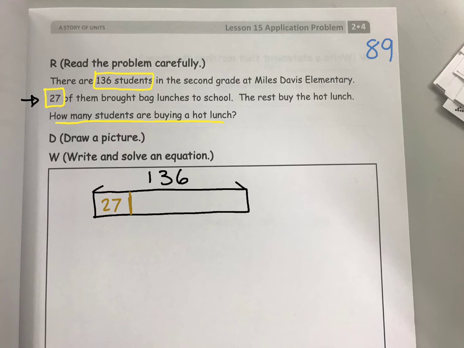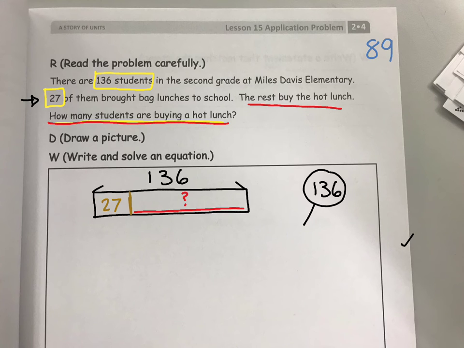The rest, it says, buy hot lunch. So that means the rest of this tape diagram, all of this, bought hot lunch. And we don't know how many that is. That's the question. How many students are buying a hot lunch? Well, let's take a look at my picture here. I seem to have a total of 136. I have a part, so 27 of those brought bagged lunch. How do I find this other part?